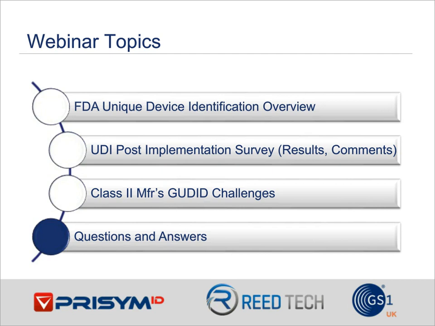Okay, so I'm going to go in at the first question now. And the first question is, when will the FDA include inspection of UDI compliance during their routine inspections? Any thoughts?